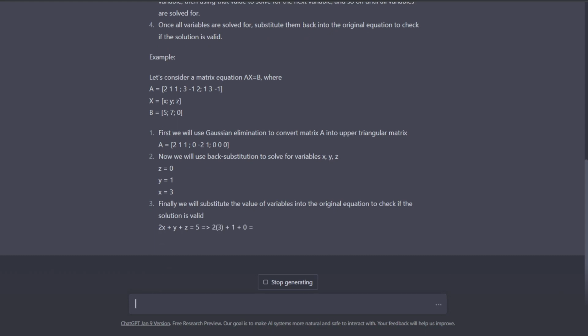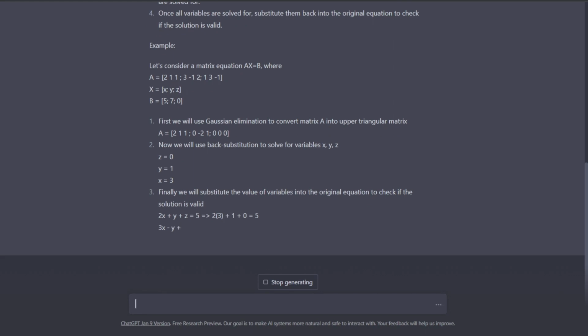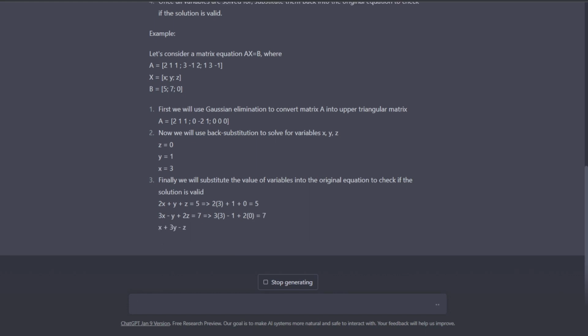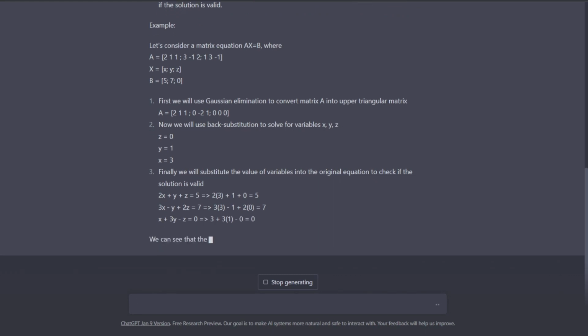Now we will use back substitution to solve for variables x, y, z. z equals 0. y equals 1. x equals 3. Finally we will substitute the values of the variables into the original equation to check if the solution is valid. 2x plus y plus z equals 5: 2 times 3 plus 1 plus 0 equals 5.